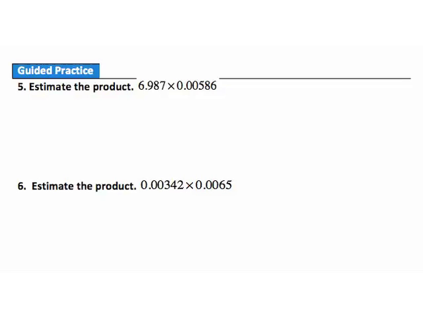Question 5. Estimate the product of these two decimal numbers. So we'll start by rounding these to the largest place value. That is the 6 in that first number. The 9 tells us to round that up. So we get 7. The next number, the largest place value, is the 5. The 8 tells us to round that 5 up. So we're going to be multiplying 7 times 0.006.